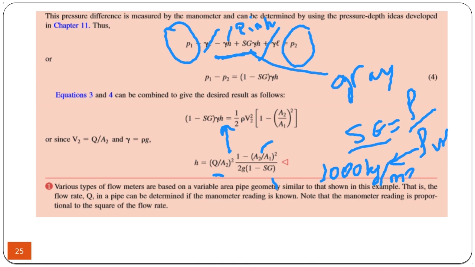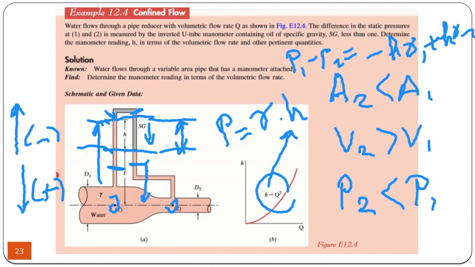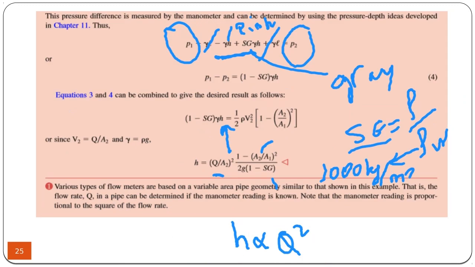So everything is constant here except Q, which means H is a function of Q squared, as was indicated in here. This is just a parabola, as you can see. So the variation of pressure in a flow is a parabolic function of the Q. You can see it in many places. H, or pressure, always changes with Q or V as a second order polynomial, which is a parabola.